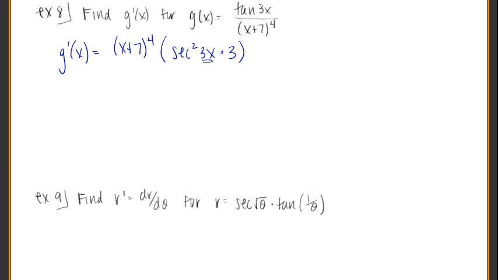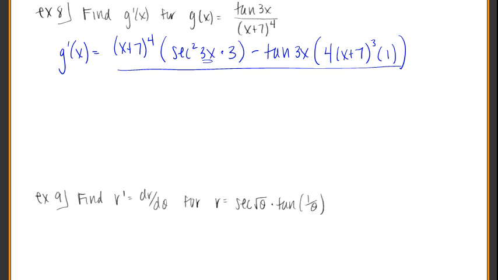Okay, so bottom times the derivative of the top minus the top times the derivative of the bottom. And then here we're going to bring down that exponent 4, leave the base the way it is, don't change it, subtract 1 and then multiply times the derivative of your base, which is just 1. Okay, all over the base squared. So it's (x plus 7) to the 4th, all of that squared.